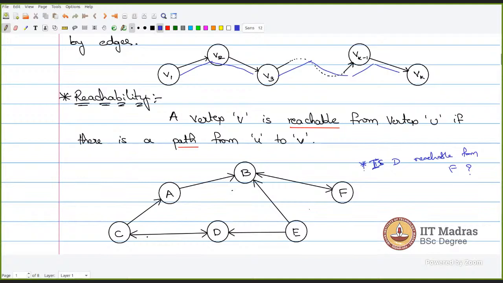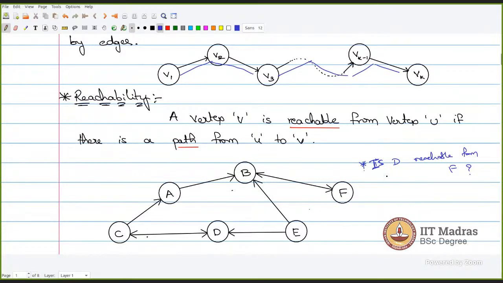This is the given graph. Is D reachable from F? Let me ask you another simple question. From F, is D reachable? We are starting from F. From F, not reachable. Correct?